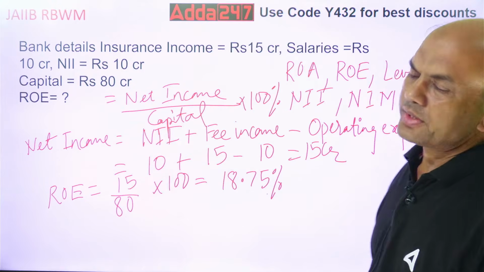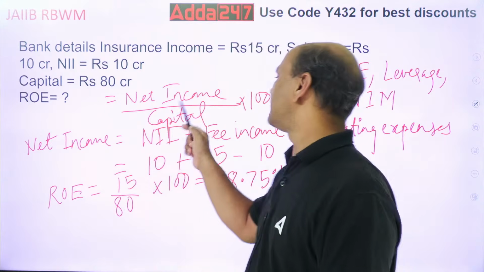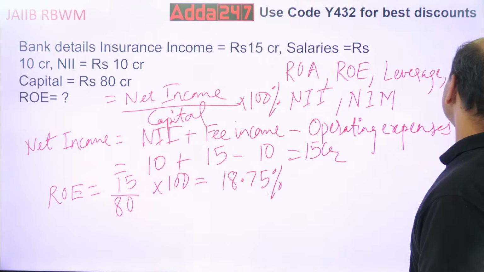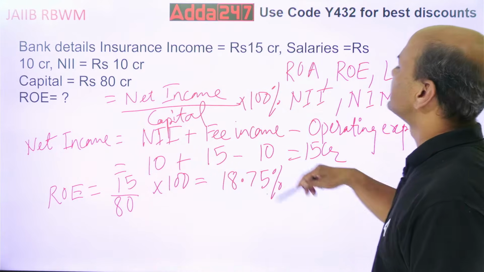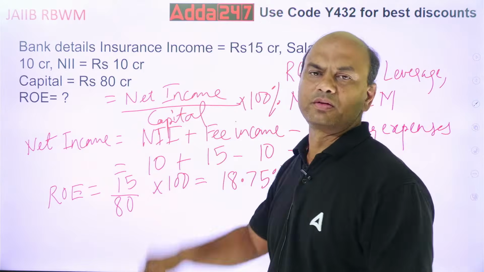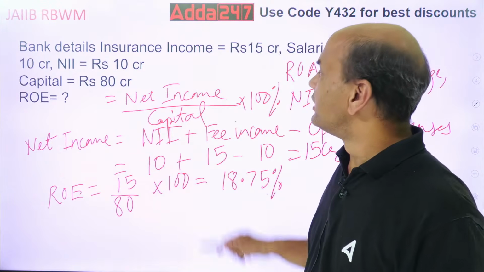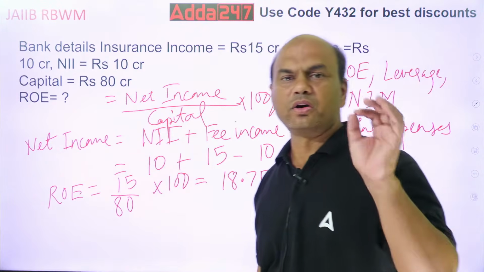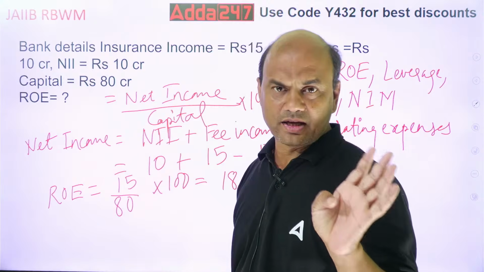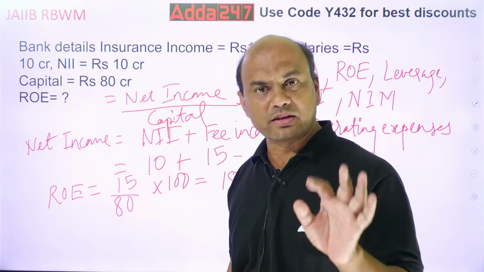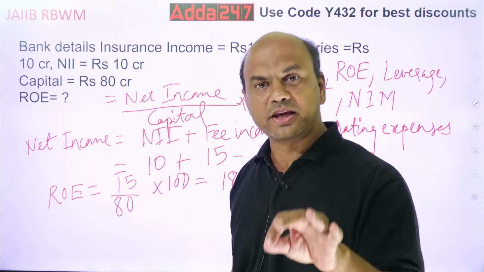See this. ROE formula is net income upon capital. Okay? What is your net income? Net income means your NII plus fee income minus expenses.